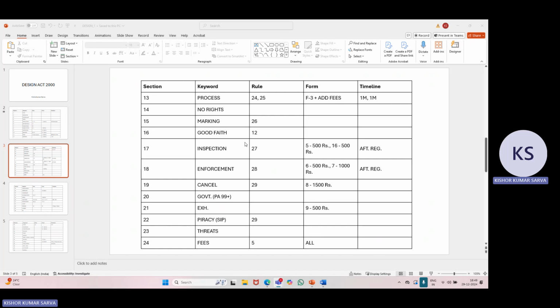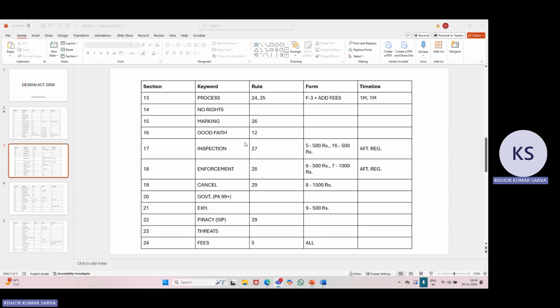But here you have to keep in mind that your design should have a novel feature, that is, it should be original and it should have uniqueness. It should not happen that you tell something in good faith and it turns out that it is not original. So rule number 12 talks about novelty. That will be checked. Okay, I think that is enough to understand from that.